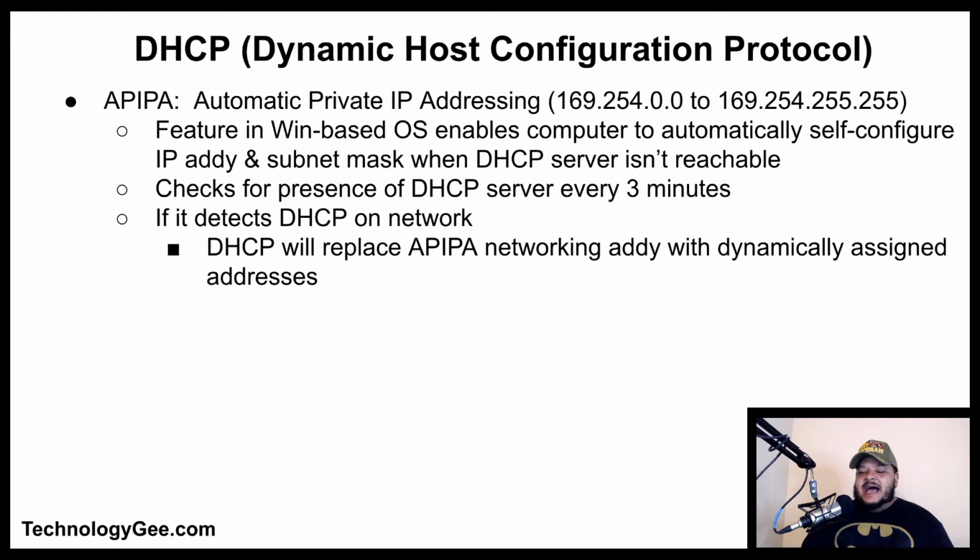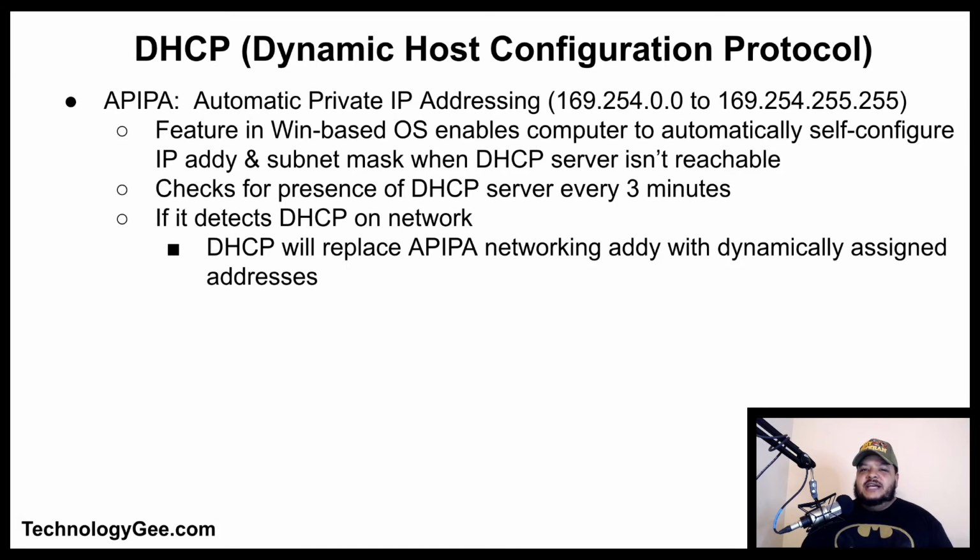Now, if a router does not have enough IP addresses for the devices that need to connect to it, APIPA IP addresses from 169.254.0.0 to 169.254.255.255 are assigned to devices arriving after the pool of addresses is used up. APIPA stands for Automatic Private IP Addressing, which is a feature in Windows-based operating systems that enables computers to automatically self-configure an IP address and subnet mask when their DHCP server is not reachable.